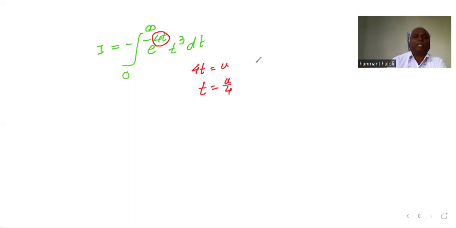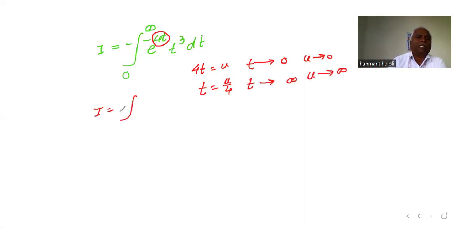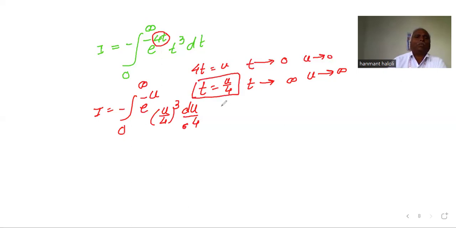Now when t tends to 0, u also tends to 0. When t tends to infinity, u also tends to infinity, which means the new limits are not changing. The integral with the minus sign, 0 to infinity, e raised to minus u, then here t is nothing but u upon 4 raised to 3, and you can differentiate this one, you get dt equal to du by 4.